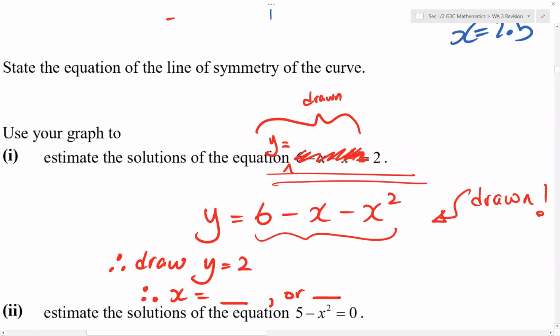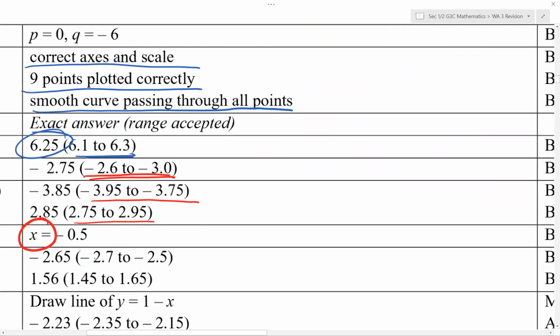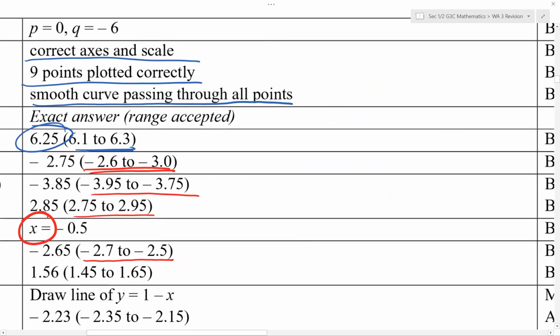Those two x values. So what are the acceptable ranges for E part 1? They are negative 2.7 to negative 2.5. That is the first acceptable range. The second acceptable range will be 1.45 to 1.65. These two values.